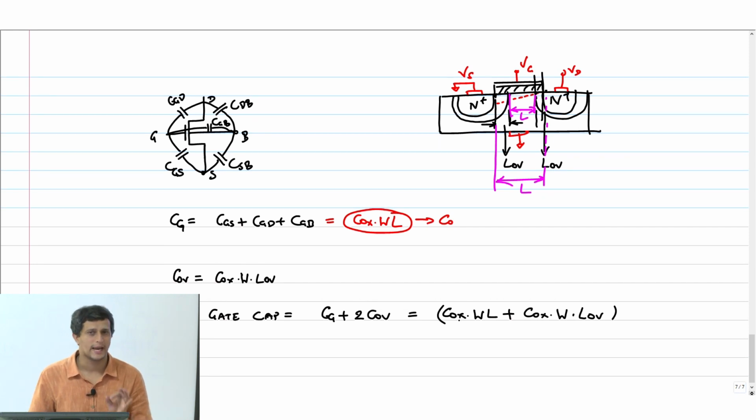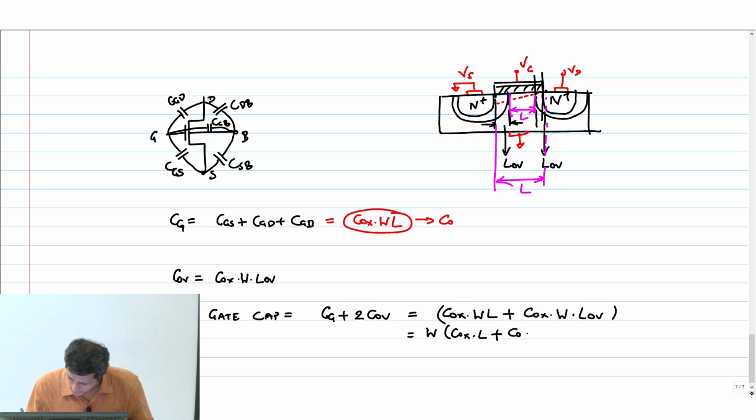Okay, again note, what we have done is we have written all of this as some technological constant parameters into the design parameter. What is our design parameter? W and L. For digital design, even L is not a parameter, right? Even that is fixed at the shortest length. So this is basically W into Cox into L plus Cox into L overlap. What is the conclusion? If you increase the width of the transistor, the gate capacitance goes up. Any questions here?